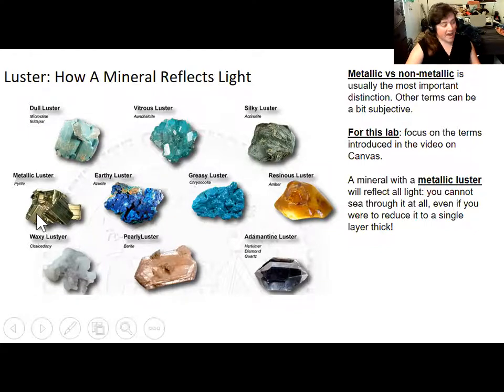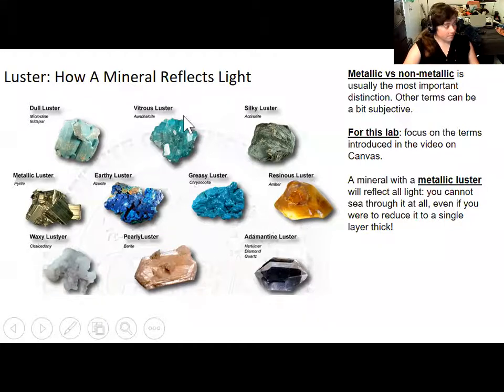And metallic lustered minerals reflect all light. No light can really pass through minerals with metallic lusters. And even if you were to reduce this pyrite to a single layer, it would still reflect all the light back. Whereas a lot of these other minerals, you can see through them if you cut them thin enough.